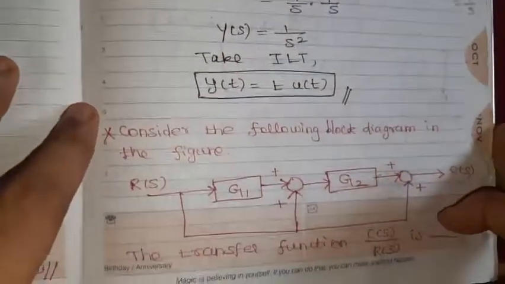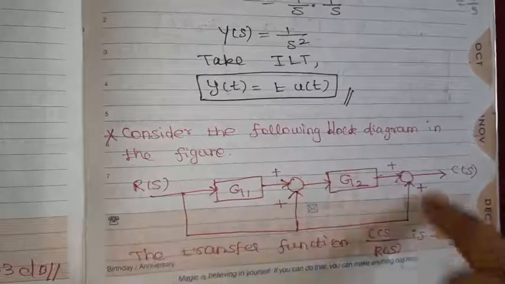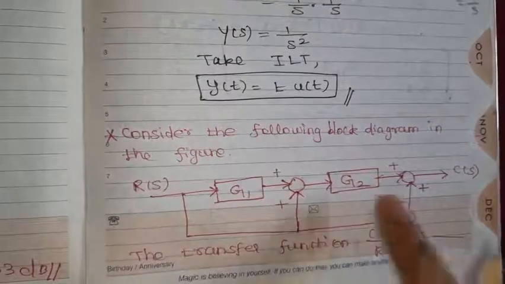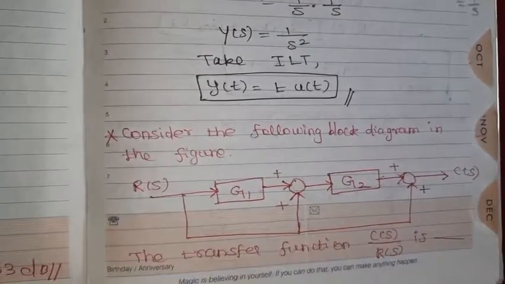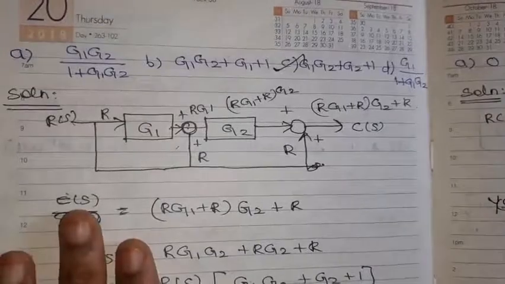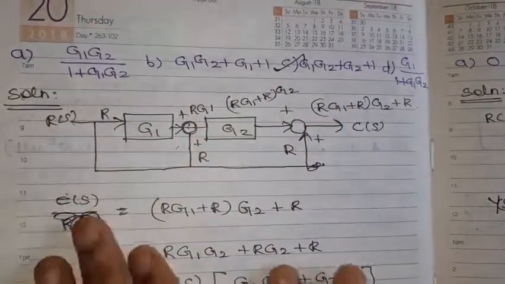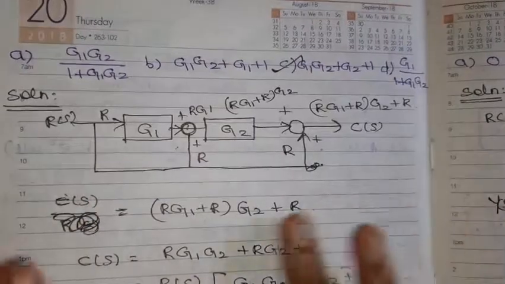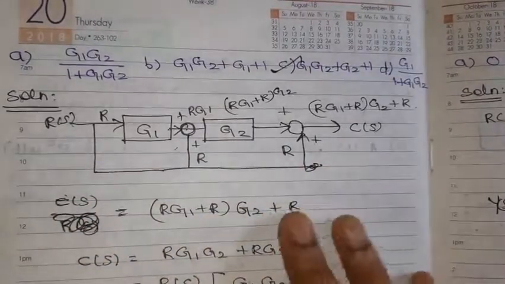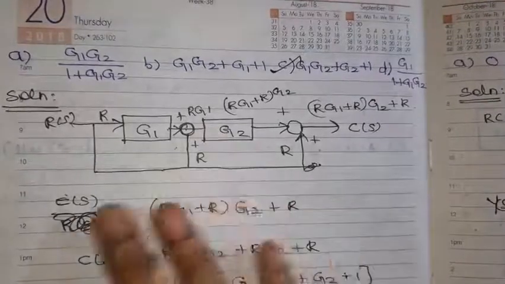Then the next problem. Consider the following block diagram in the figure. We are going to find out the transfer function C of s by R of s. Four different options are given. I have just redrawn the circuit given in the previous page. So this is the circuit given. Now we are going to reduce the block diagram.